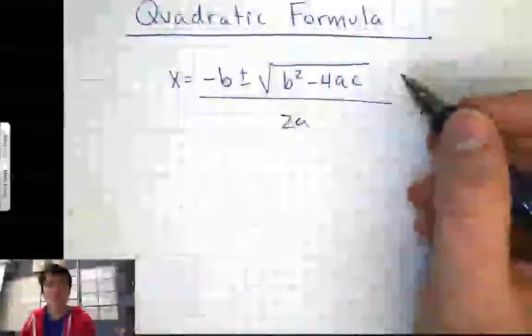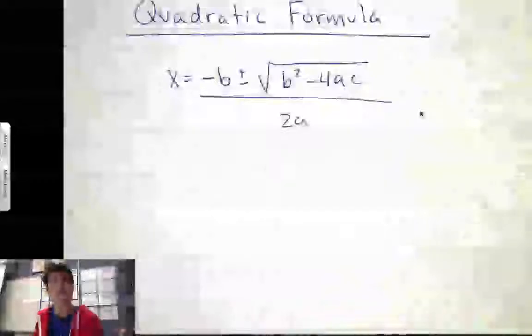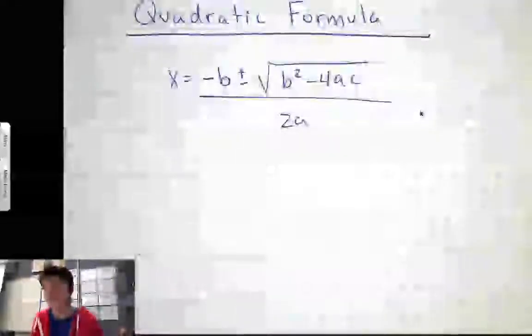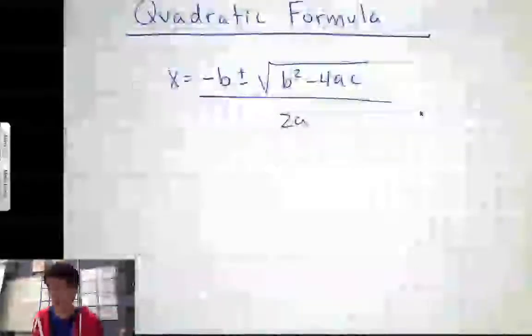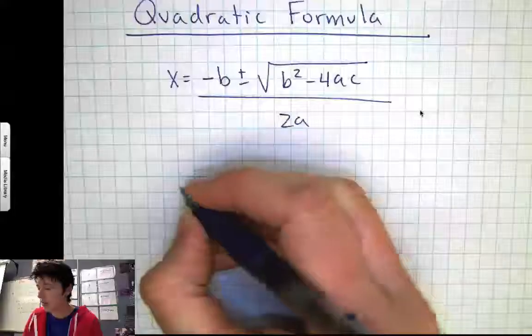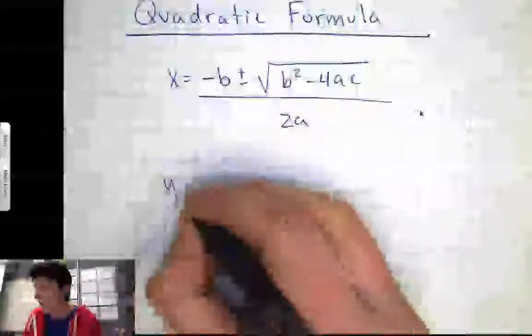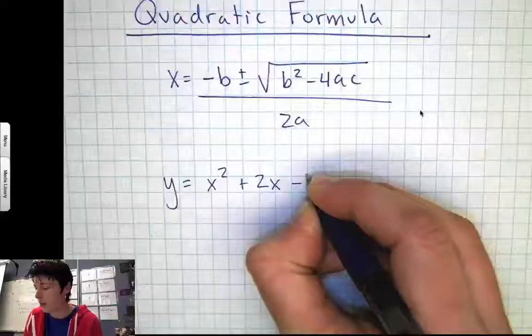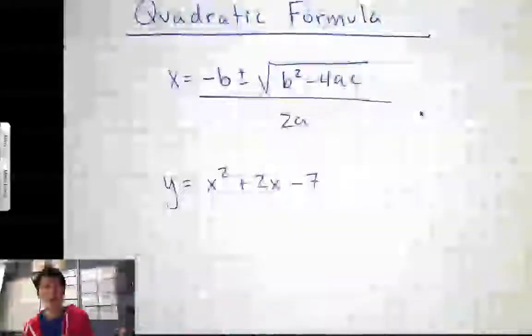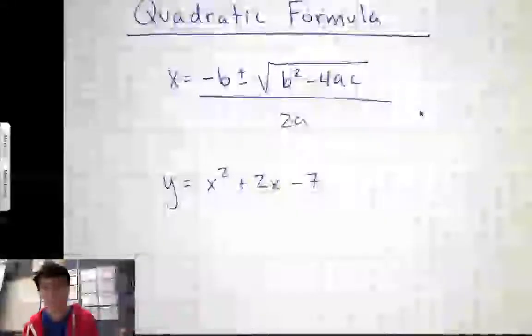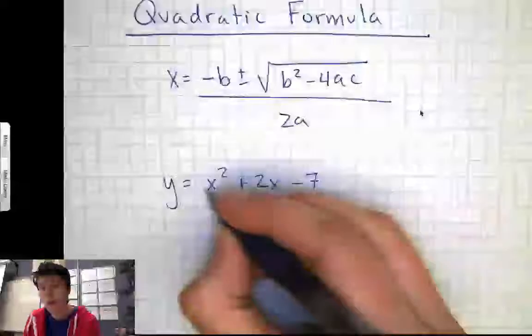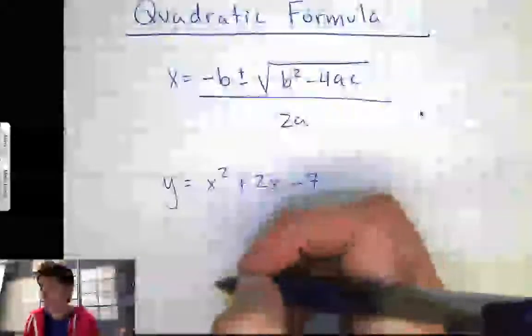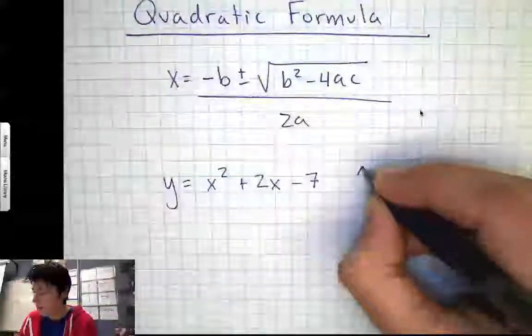We have been working in class a lot on factoring, and factoring is a great strategy to solve for x when you have a quadratic. So we've been working with equations like y equals x squared plus 2x minus 7. And we know that that's a quadratic equation. It's got the x squared in it. And we know if we graphed it, it would make the shape of a parabola.